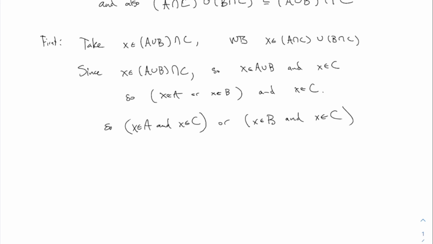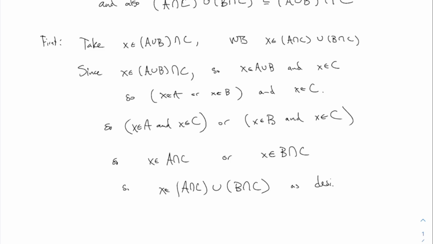So the fact that I have A and C here, that means X is in A intersect C, or X is in B intersect C. And that or turns into a union. So X is in A intersect C union B intersect C, as desired, right? So that is half of this set theory proof.